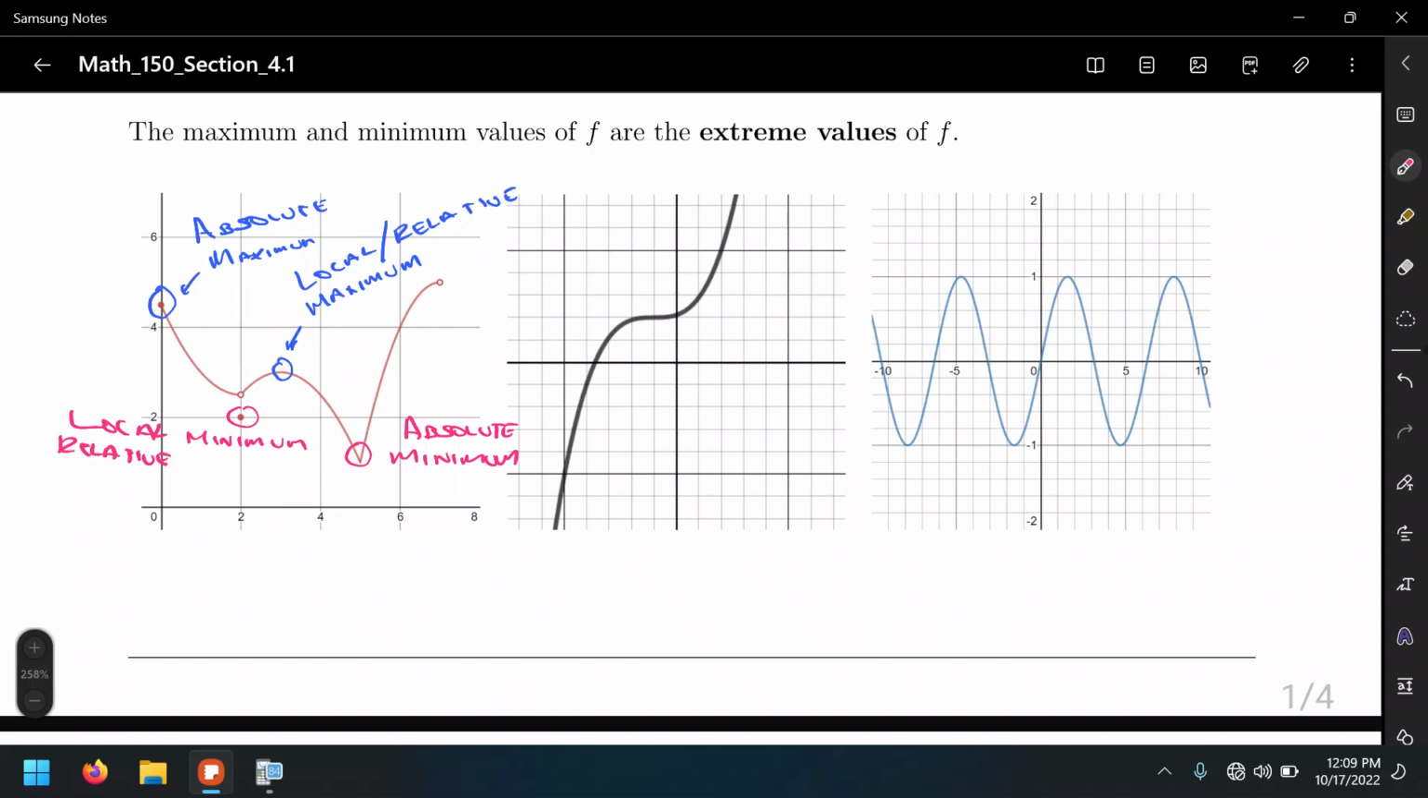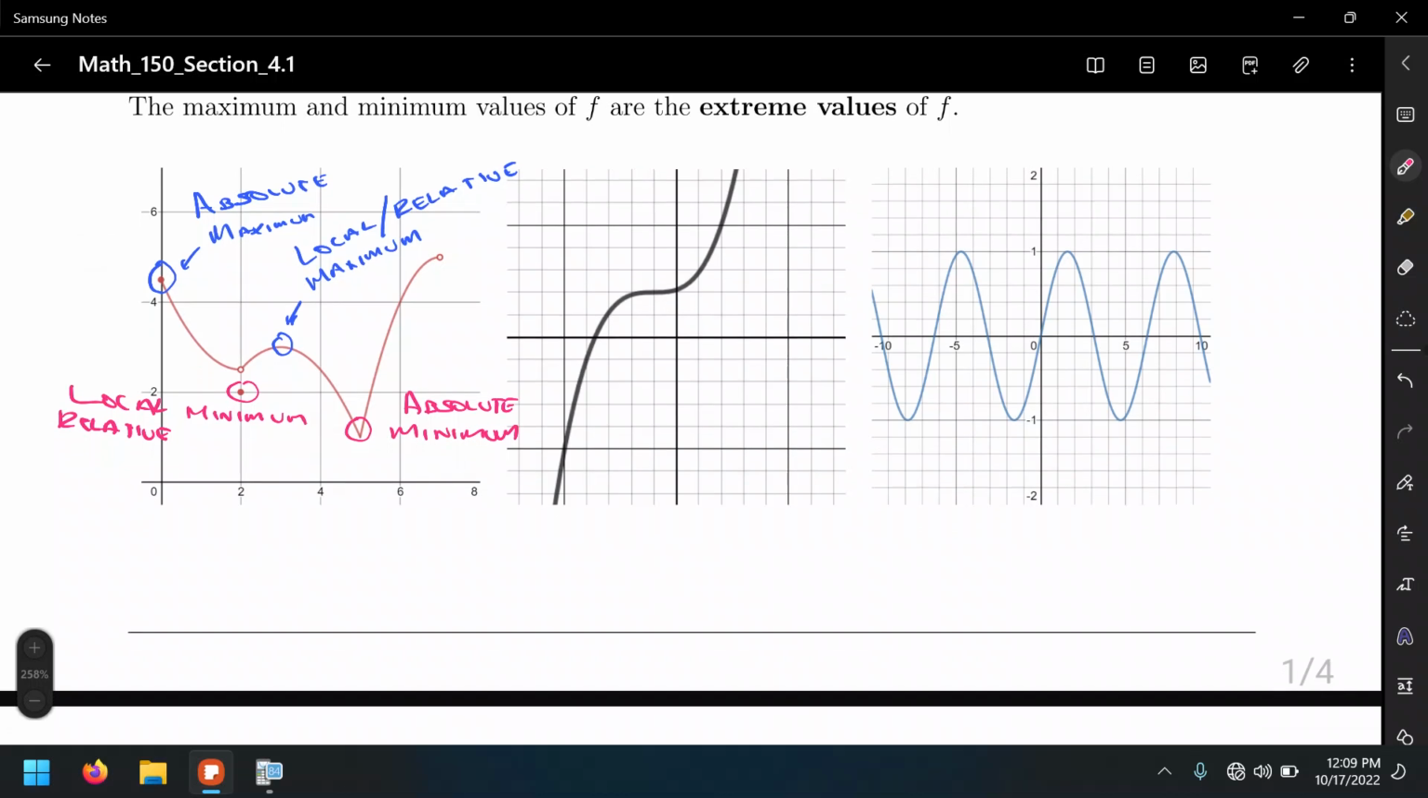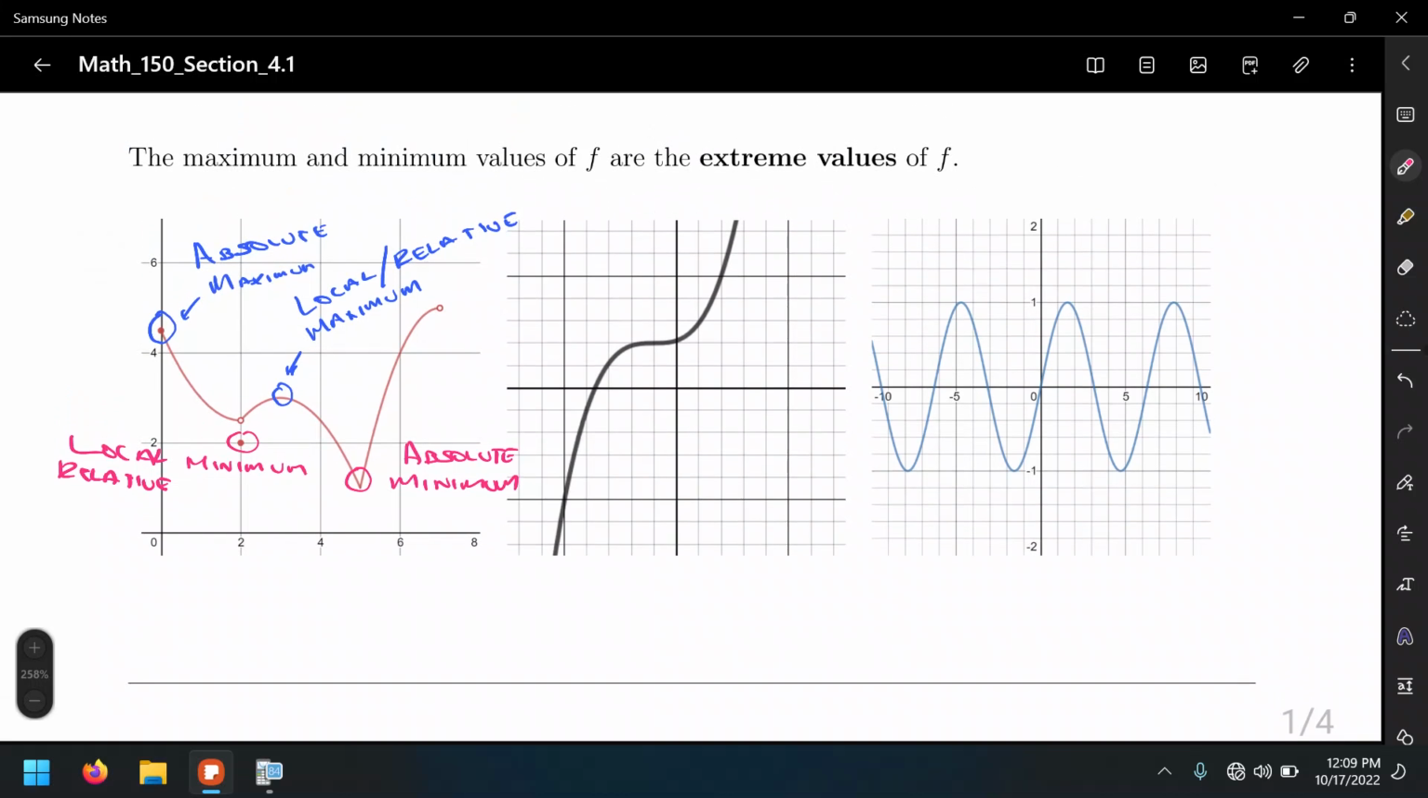Local or relative minimum, all right? So that's how we describe these minimums, local or absolute. All right, what about this function in this case? Well, it looks like a cubic shifted 1 or 2 units up.